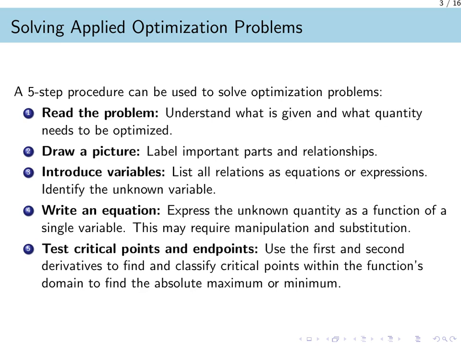You will often use a constraint to rewrite this equation as a function of a single variable. For instance, if you are building a rectangular garden with a fixed length of fence, the perimeter constraint allows you to express the area using only one side length. Finally, with the function established, you use calculus to test the critical points and endpoints of its domain to find the absolute maximum or minimum. This structured process is the key to correctly translating a real-world scenario into a function to be optimized.